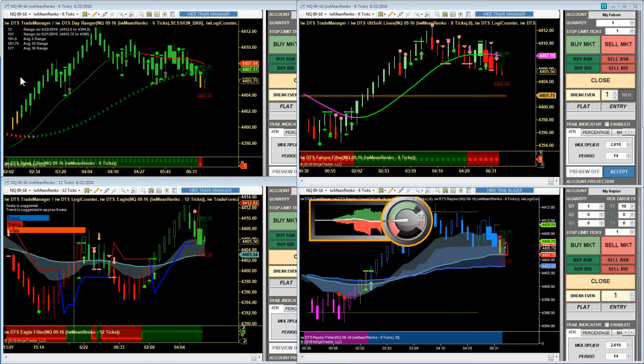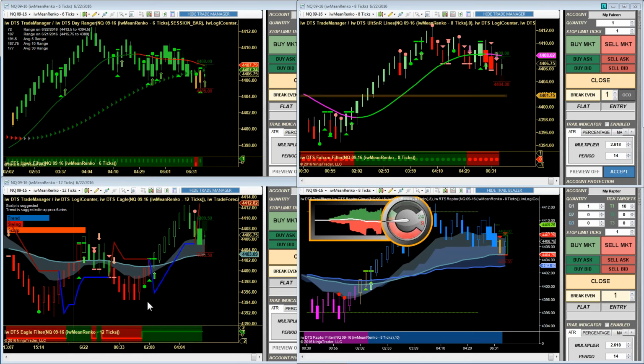So here on the top left, we have the Hawk Scalper. In the top right, we have the Falcon Swing Trader. Bottom left, we have the Eagle Trend Trader. And the bottom right is the latest addition to the DTS family. This one is called the Raptor. The Raptor actually incorporates elements of the other 3 trading birds all into one. So there's elements of the Hawk, the Falcon, and the Eagle all in this one trading tool.